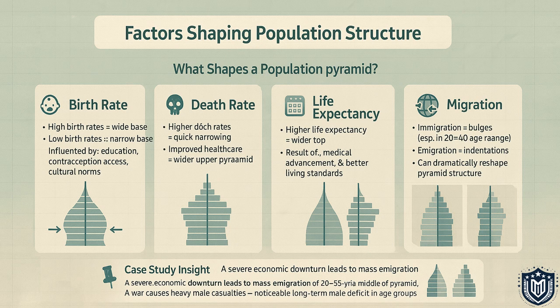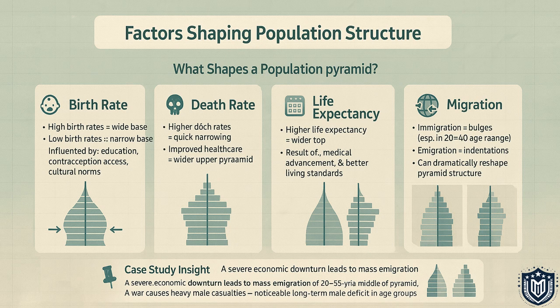Next is life expectancy. As people live longer due to advancements in medicine and improved living conditions, the pyramid stretches upward. A broader top means a larger elderly population, something we see clearly in more developed countries.